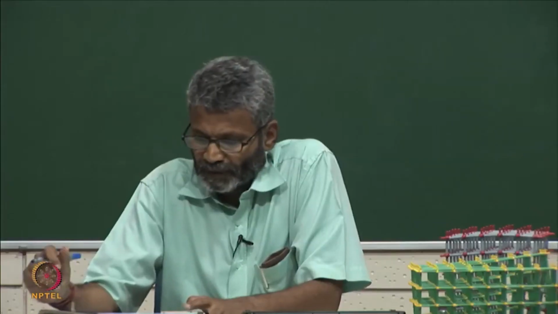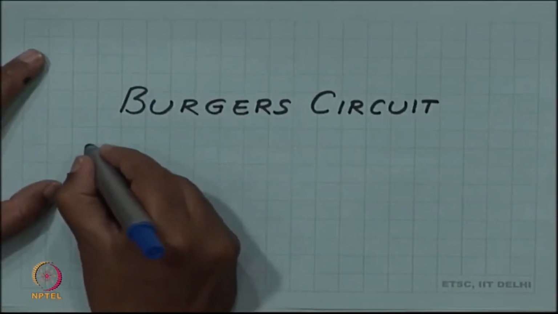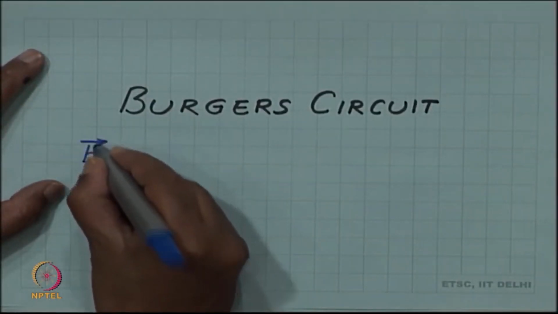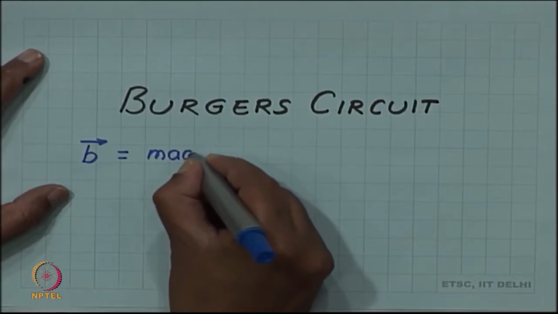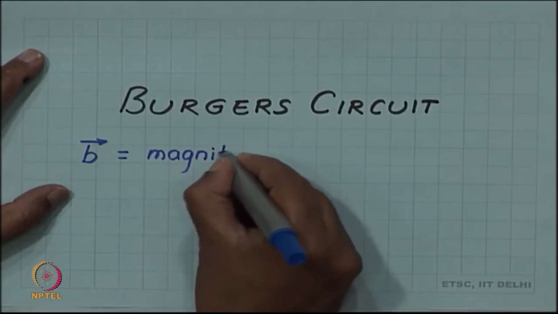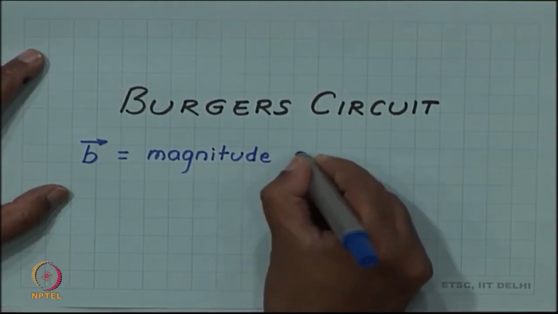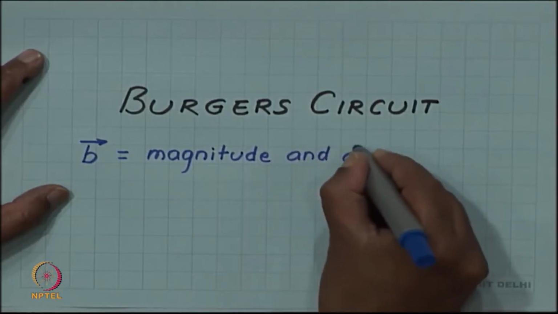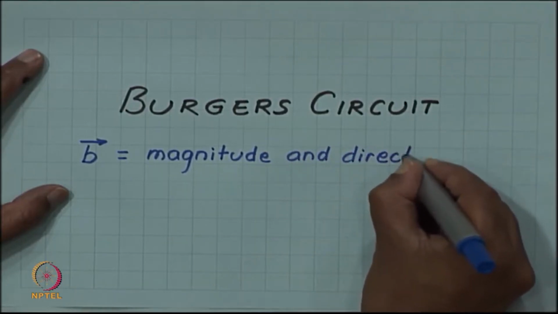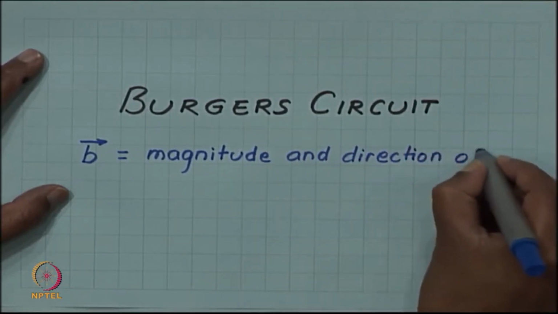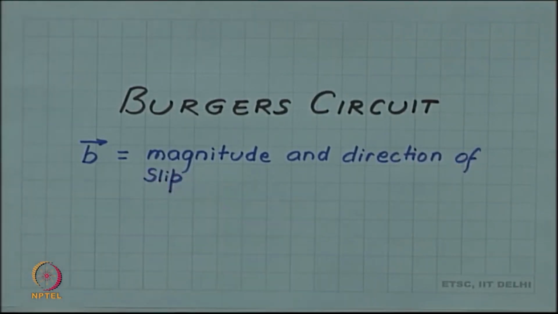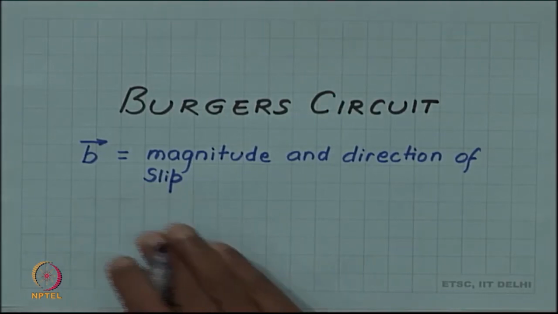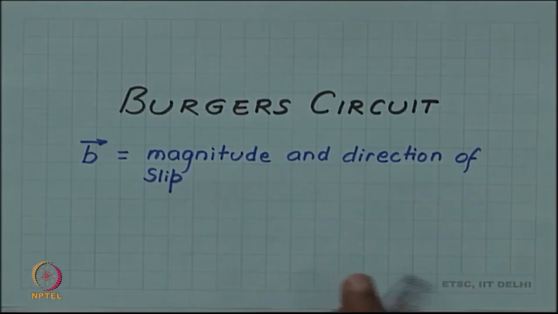We will discuss Burgess circuit. We have already discussed Burgess vector, which we defined as a vector representing the magnitude and direction of the slip. We have defined dislocation as the boundary between slip and no slip region on a slip plane, and the slip is characterized by this Burgess vector giving its magnitude and direction.